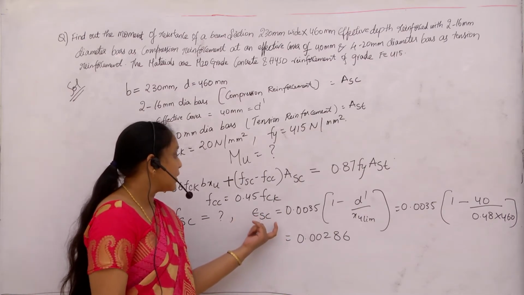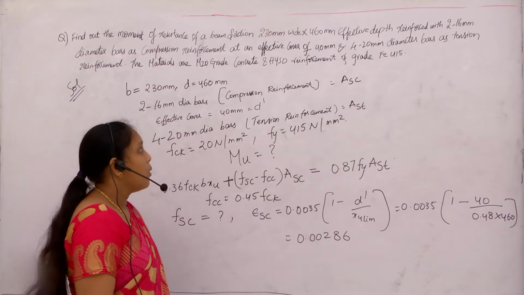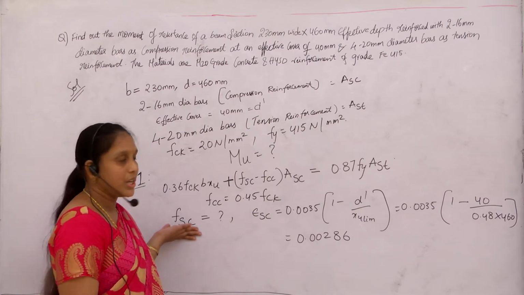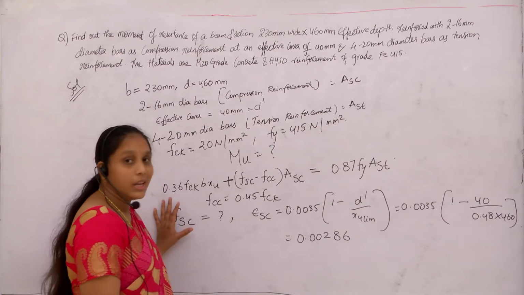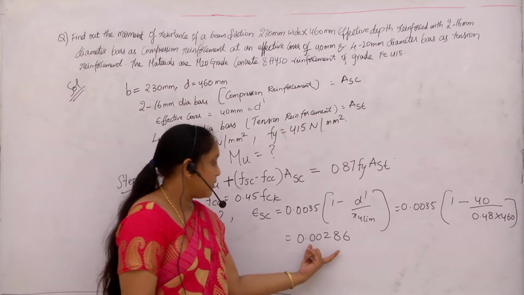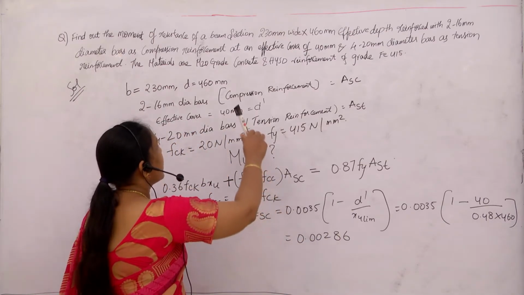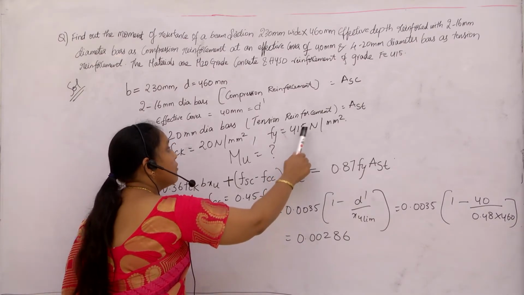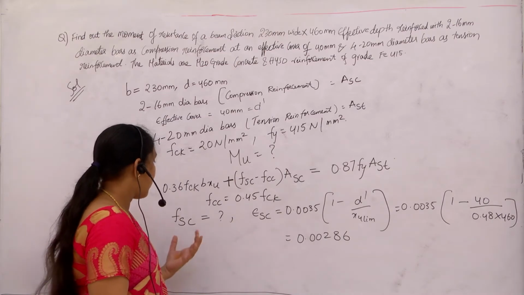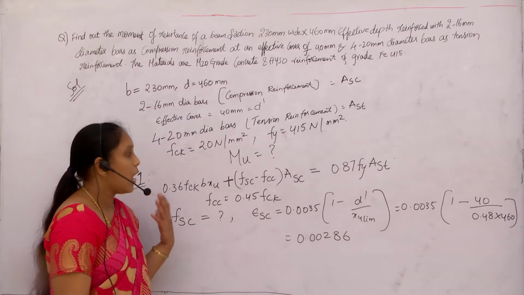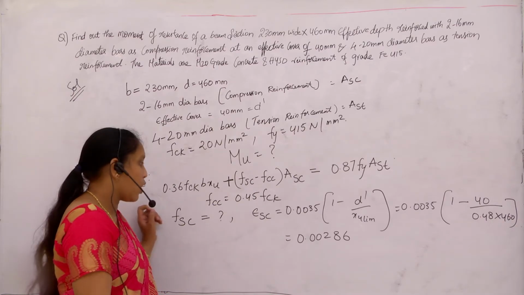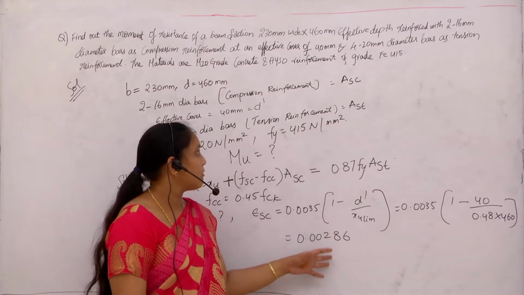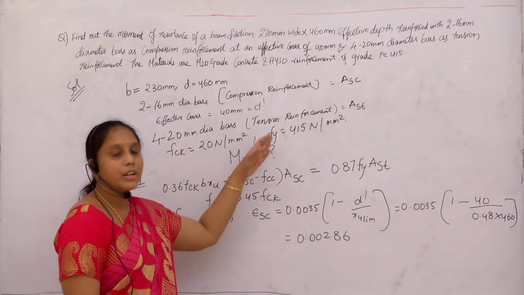So this is the εsc value that you get if you solve this. Based on this strain, what you have to do is calculate the stress in the compression steel, that is the fsc value. For this strain value, for the grade of concrete, and for the grade of steel, which is 450 Newton per mm square, you have to find out the fsc value. How to calculate the fsc value? We have discussed it already in the previous sessions. For different strain values, they give the fsc values for different grades of steel.